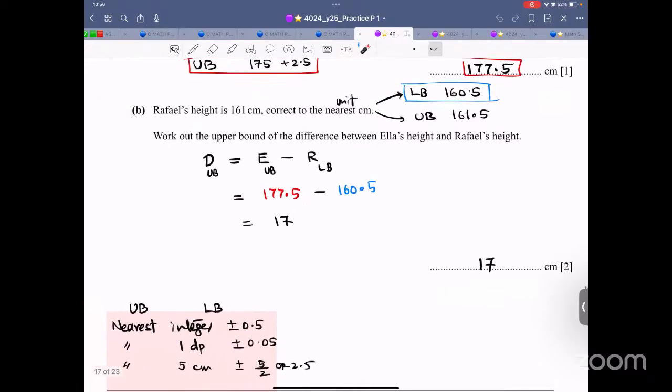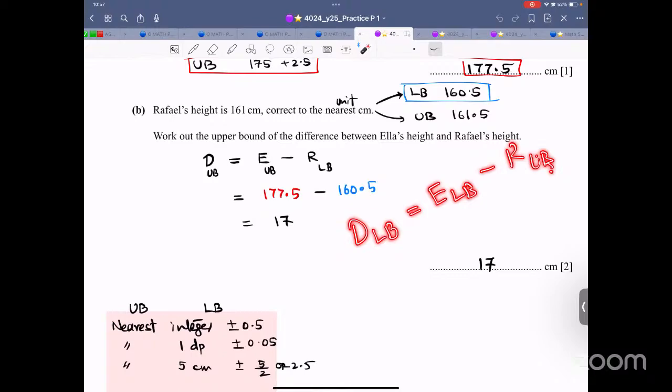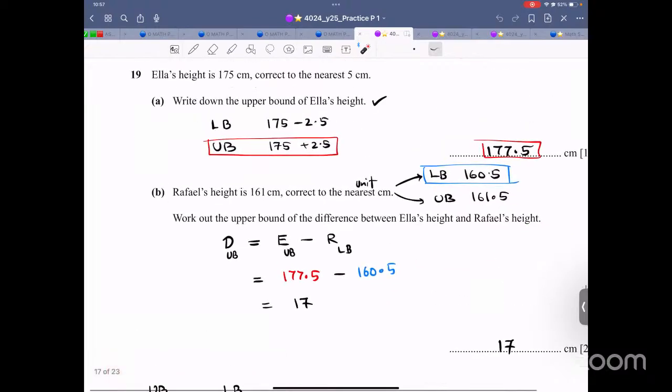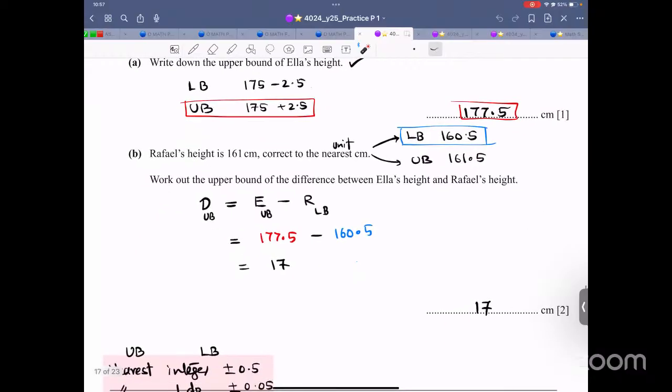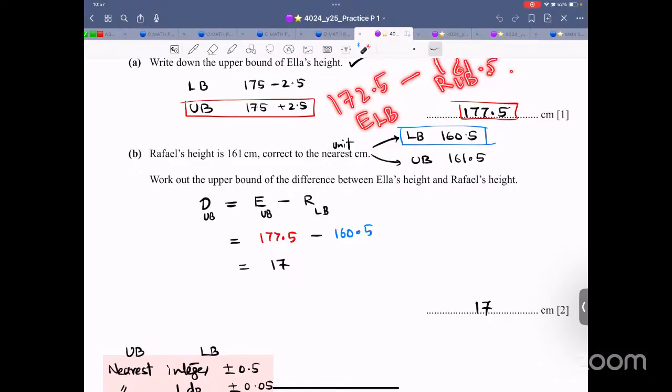If they would be asking for the difference lower bound, then it would be Ella lower bound minus Raphael upper bound. So Ella lower bound would be what? That would be 175 minus 2.5, which is 172.5. That is Ella lower bound minus Raphael upper bound. What is Raphael upper bound? That is 161.5, and that would be the answer.